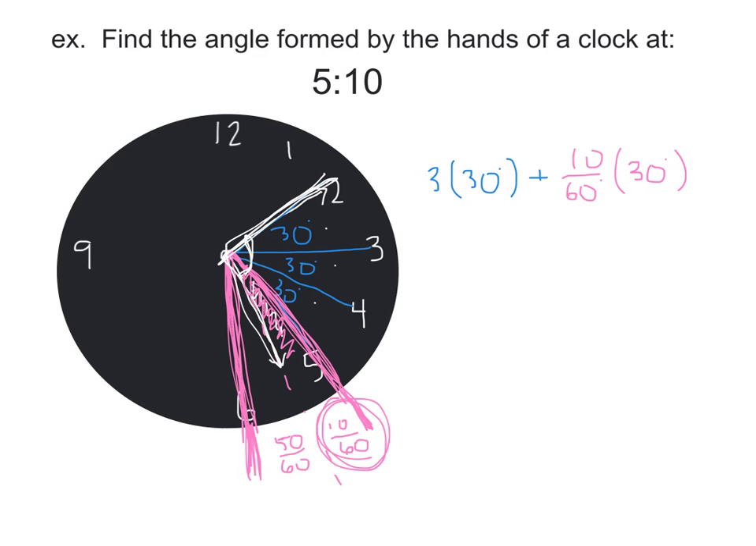So now it is just number crunching. 3 sections of 30 gets me 90 degrees. 10/60ths of 30, remember you are multiplying those, gets me another 5. Adding them together, I get 95 degrees. Okay, looking at it, does that make sense? Well, sure. It's a little bit past 90 degrees, so I think 95 works beautifully.